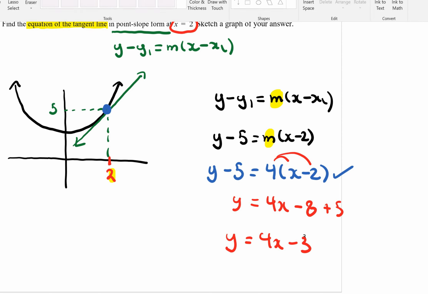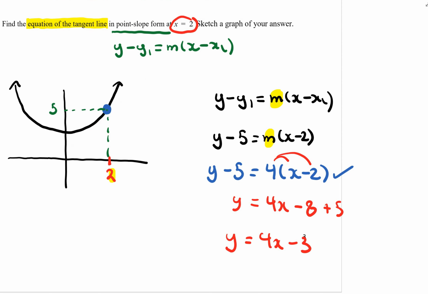So if I had to draw the tangent line accurately, I guess the tangent line has a y-intercept of... Alright, so maybe my tangent line looks like that. Okay, so the equation of that tangent line is y equals 4x minus 3. And we'll be doing a lot of that in Chapter 3, Lesson number 1.